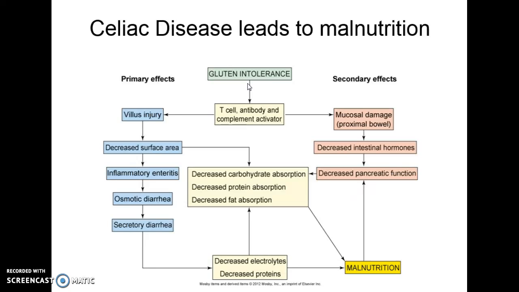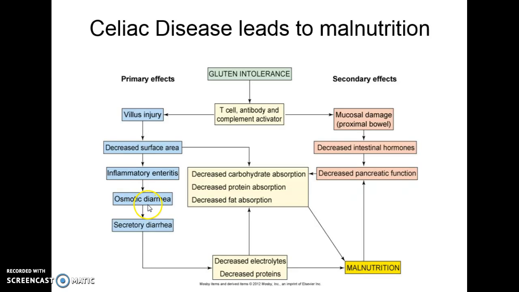That's going to start the process, and the gluten intolerance is going to develop due to T-cell activation, antibody production specifically against the gluten protein, and then complement activation. And so the initial effect is you have that villus injury. With that villus injury, you have decreased surface area within the intestinal tract that is going to allow for absorption. Because of the T-cell response and the complement activation, you have inflammatory enteritis, right? Inflammation within the intestinal tract.